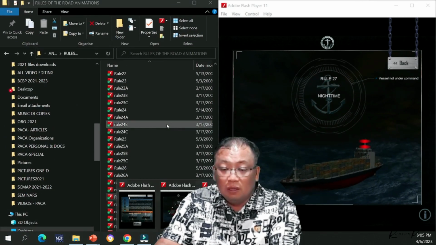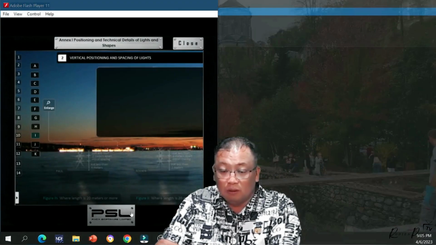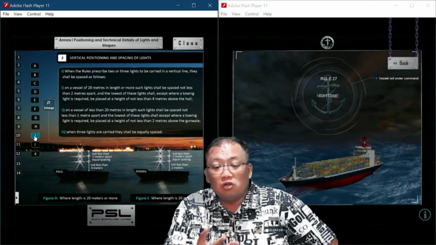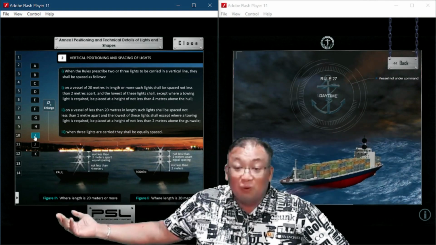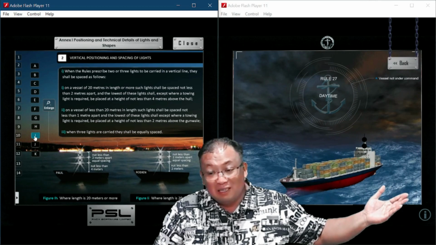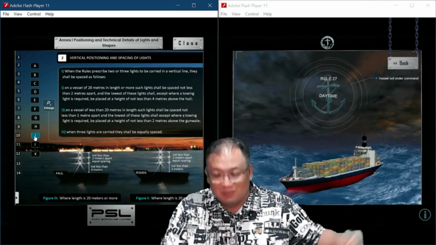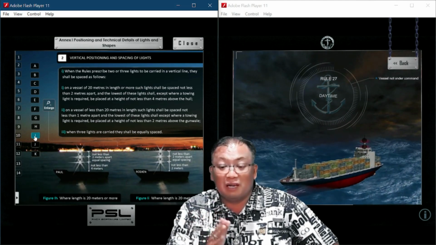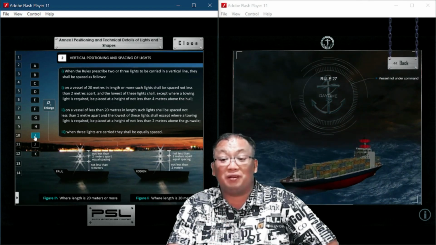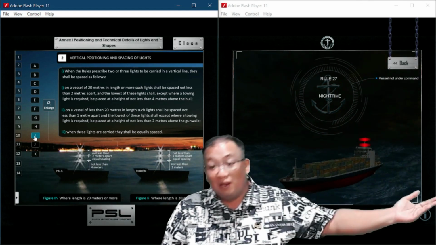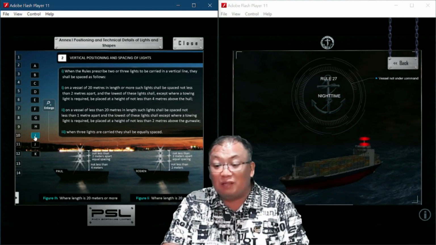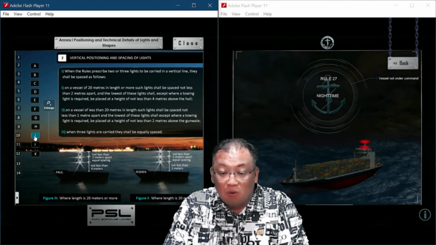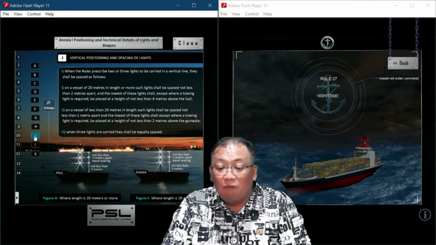Okay, so here let's go back to the annexes. India, when the rules prescribe 2 or 3 lights, so this is 2 lights already on my left side. This is a not under command, which is 2 red lights. Okay, let's define. On a vessel of 20 meters in length or more, such lights shall be spaced not less than 2 meters apart. Okay, if you're talking, for example, not under command, not less than 2 meters, the 2 red lights. The lowest of these lights shall, like a towing vessel is required, be placed at a height of not less than 4 meters above the hull.